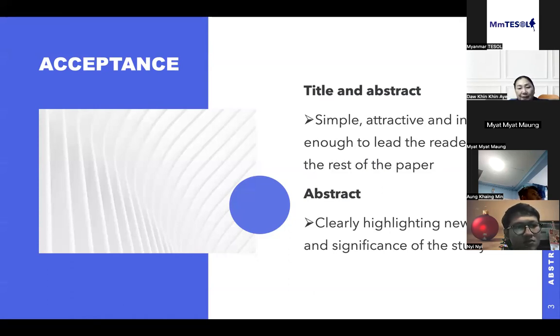Both title and abstract must be simple and attractive, because sometimes a title is attractive, but there is not much content in it. Anyway, once they see the title, of course, if it's attractive, then they continue to read. But they do not decide only with the title. The more important one is the abstract, because it clearly highlights the new advances produced by that research, and also the significance of the study. That is exactly the reason we continue to read the rest of the paper.